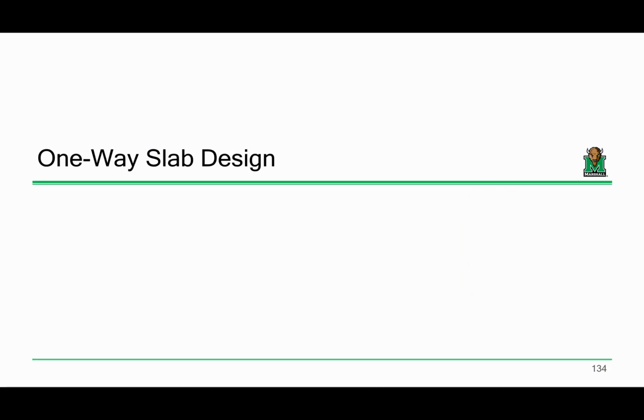Okay? Slab design and known cross-section design are pretty much the same thing. The only difference is in slabs, what you're doing is you're picking a pattern of reinforcement and you're just repeating it over and over again. But it's a really simple, straightforward process.